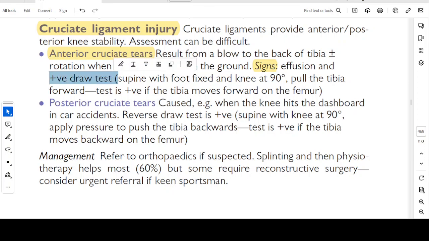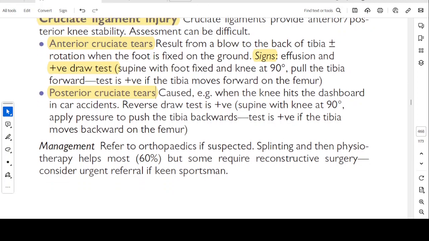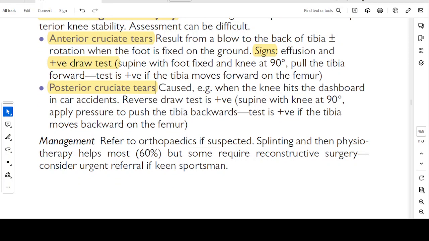So positive drawer test: supine with foot fixed and knee flexed at 90 degrees, pull the tibia forward. Anterior drawer test is positive if the tibia moves forward on the femur. Posterior cruciate tears are caused when the knee hits the dashboard in car accidents. Reverse drawer test is positive: supine with knee at 90 degrees, apply pressure to push the tibia backwards. The test is positive if the tibia moves backward on the femur.